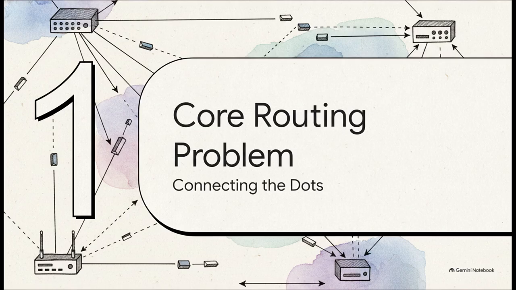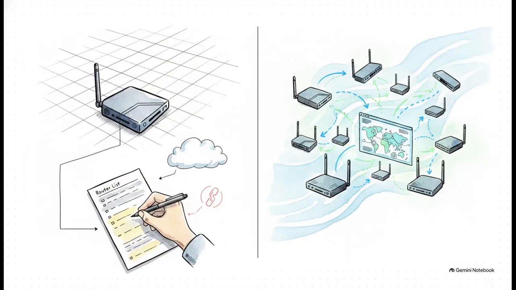Section 1, the core routing problem, connecting the dots. Okay, so it's a fundamental question every IT pro faces at some point, right? When a packet arrives at a router, how does it actually know where to go next? Now, if you only have a single router with one upstream connection, like a tiny stub network, static routing is totally fine. But the moment you start manually entering routes, you're introducing a massive vulnerability. If a link goes down or maybe a new subnet gets added, your static route just breaks.